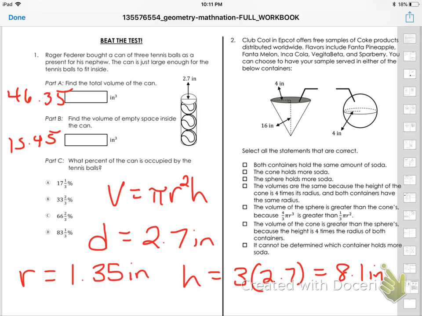All right, so what percent of the can is occupied by the tennis balls? So we're now going to take the total volume of the tennis balls, which was the 30.9, and we're going to divide that by the total volume of the can, which was the 46.35, and that's going to give us approximately 0.6667, or 66 2/3 percent. All right, hope that makes sense.